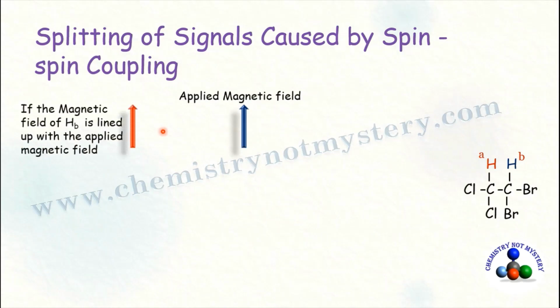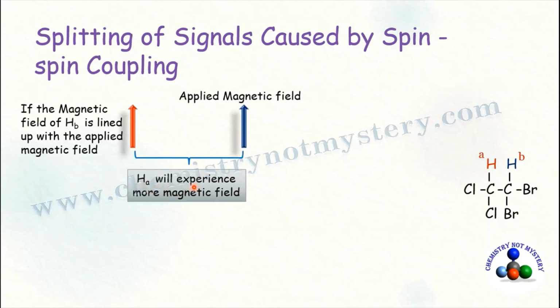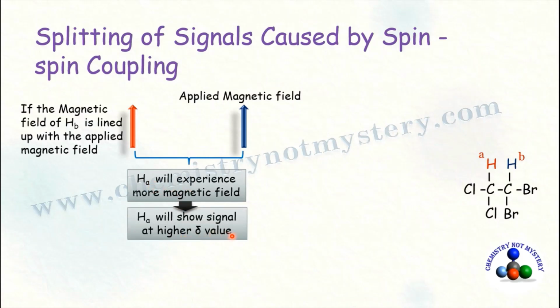And if the magnetic field of proton B is lined up with the applied magnetic field, it can combine with the applied magnetic field. Hence, proton A will experience more magnetic field and it causes more energy difference between its alpha and beta spin state. Therefore, it absorbs signal at higher delta value.